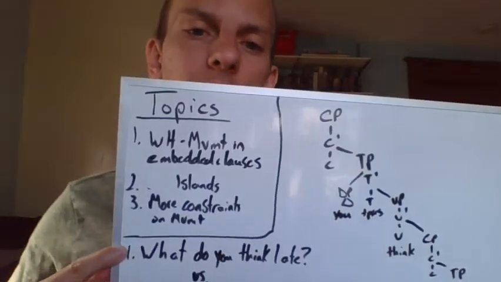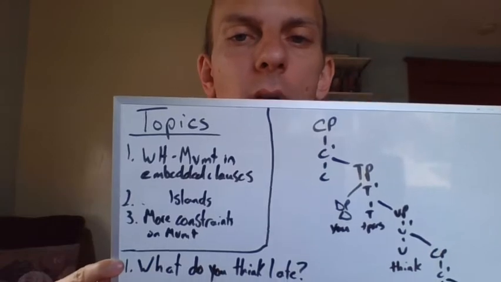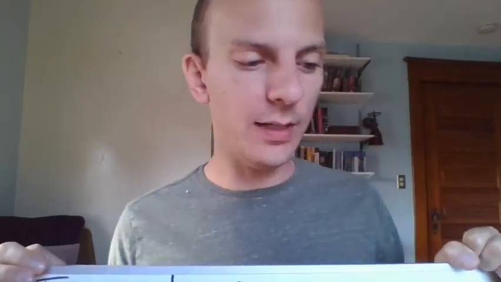If you're following along at home and you'd like to attempt to draw the tree structure for this, go ahead and pause the video and do that now. We're doing the tree structure for what did you think I ate? Again, when I'm unraveling this, what I want to find out is what's moved. And I want to undo it in my brain so that I can find out where it's in fact base generated. That's going to be our D structure, our deep structure.